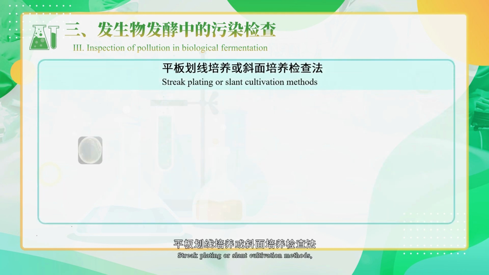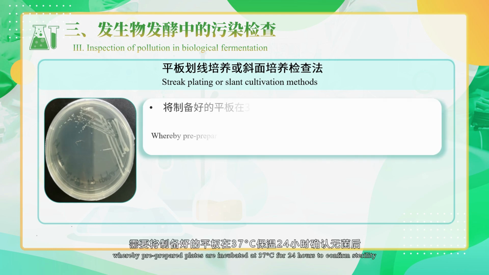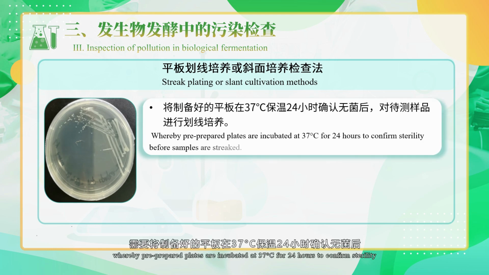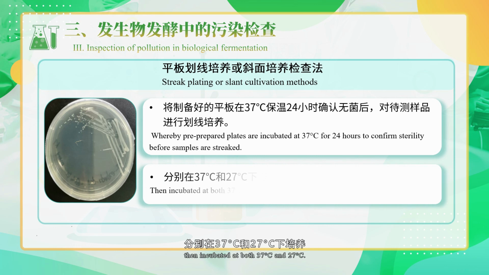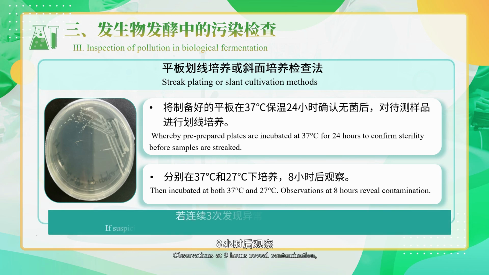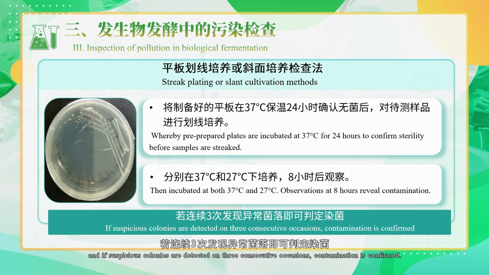Streak plating or slant cultivation methods, whereby pre-prepared plates are incubated at 37 degrees Celsius for 24 hours to confirm sterility before samples are streaked, then incubated at both 37 degrees Celsius and 27 degrees Celsius. Observations at 8 hours reveal contamination, and if suspicious colonies are detected on 3 consecutive occasions, contamination is confirmed.